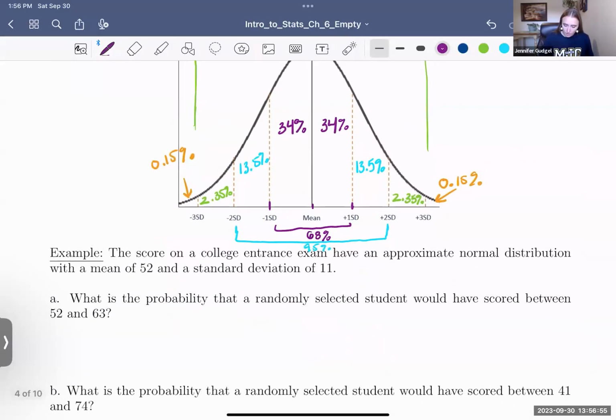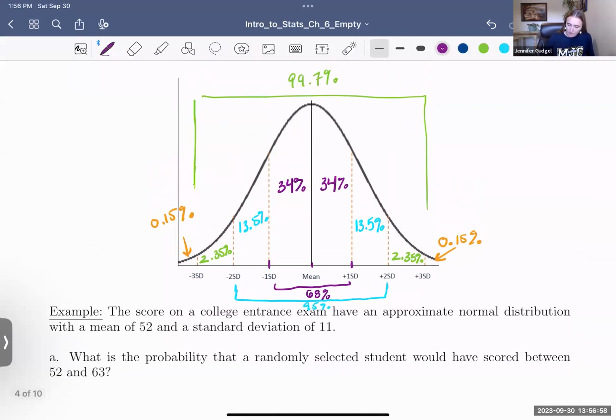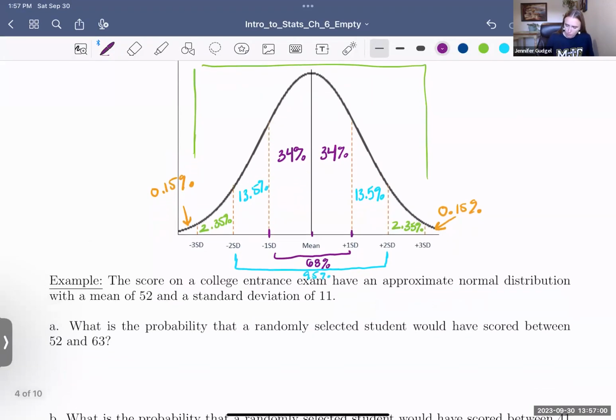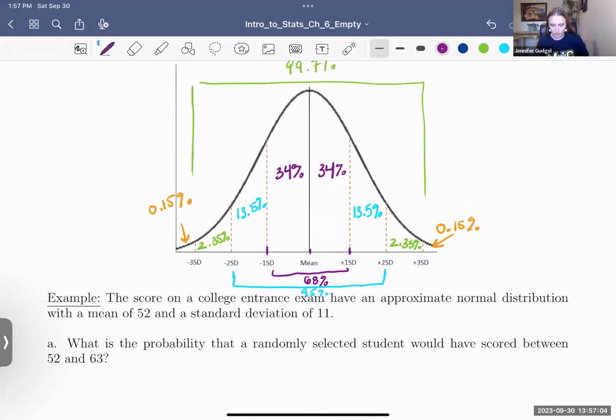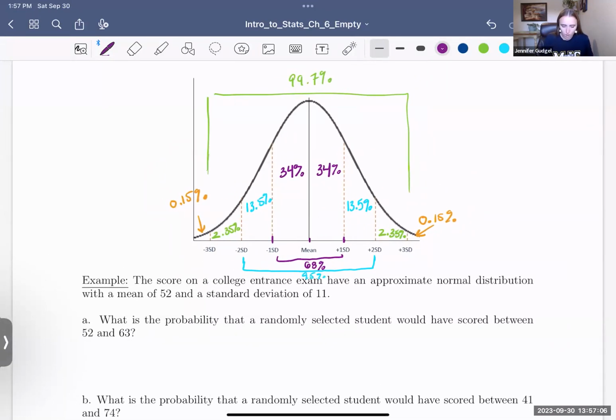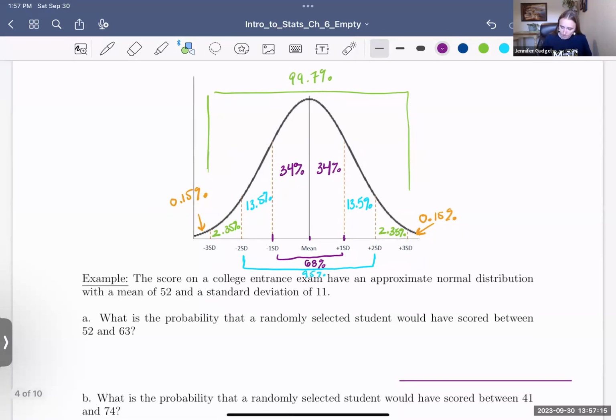So the scores on a college entrance exam have an approximate normal distribution with a mean of 52 and a standard deviation of 11. All right, I'm going to draw our normal curve. I'm going to mark our values, and then I'll be comparing it to this breakdown we have above for every single problem that we do here.